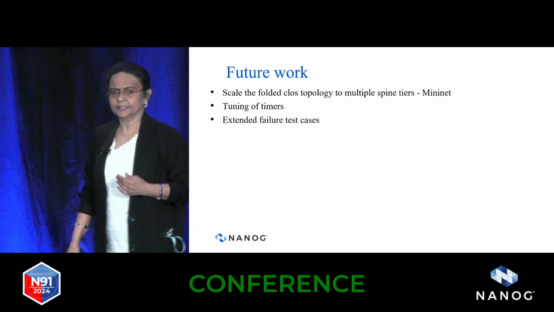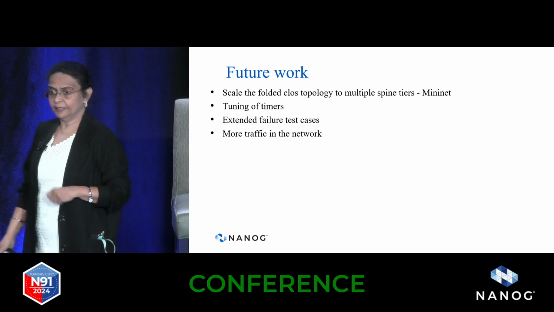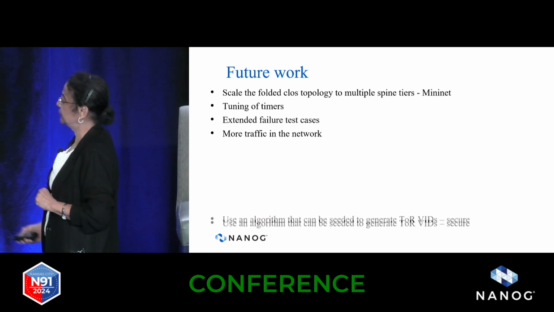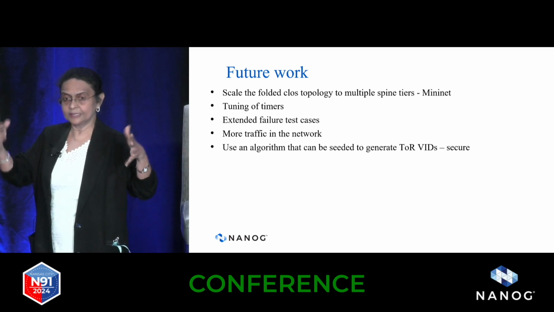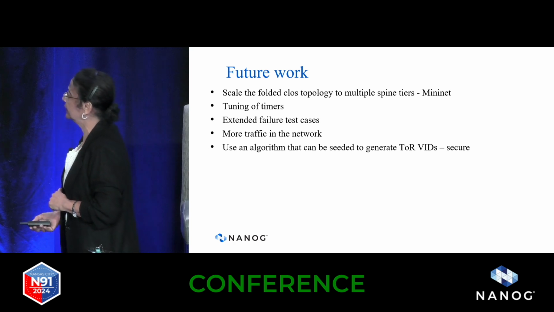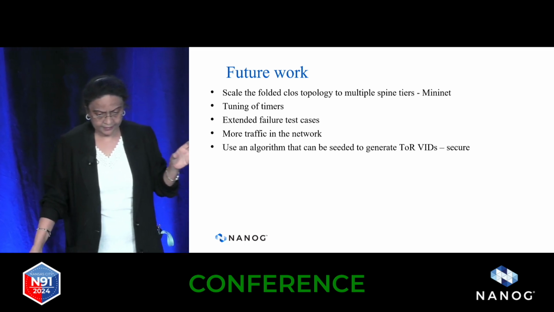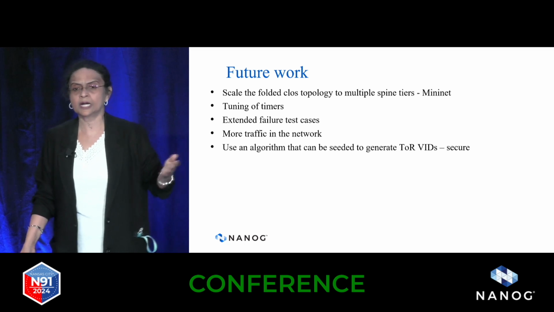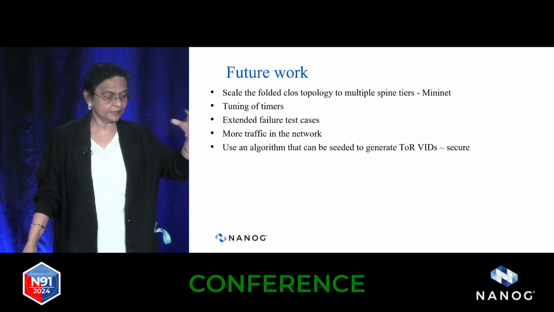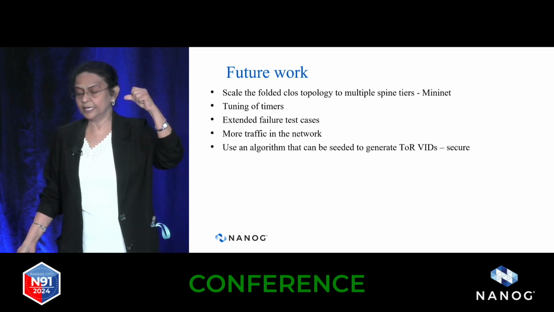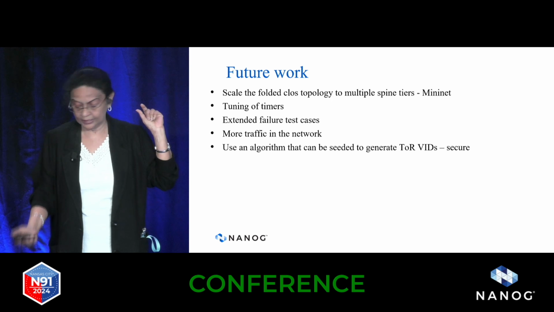And we would like to conduct some more extended failure test cases. That should not be difficult for us to do. More traffic in the network is also something we'll do in the future, with traffic from multiple servers going to multiple other servers, literally overloading the network with traffic. And then this one we have already worked on. Rather than using a byte in the subnet IP address, we are trying to derive a VID using an algorithm and a seed. That way, even if anybody sniffs an MR-MTP packet, they cannot identify the IP addresses of the servers from the virtual IDs.